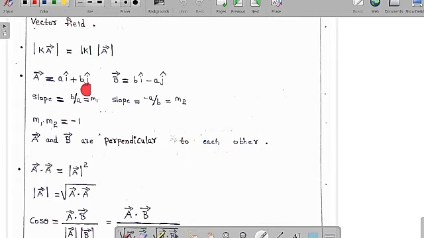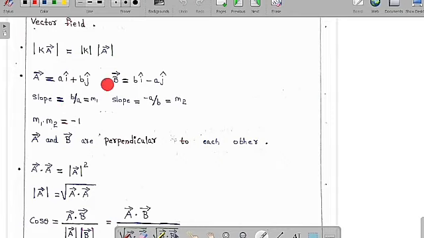Suppose a bar is equal to ai cap plus bj cap, and b bar is equal to bi cap minus aj cap. Try to find the slope of this vector, which is b by a, meaning y coordinate by x coordinate. We consider this as slope m1. Now find the slope of vector b bar, which is the y component by x component, which is minus a by b. If you multiply these two slopes, we are going to get minus 1.